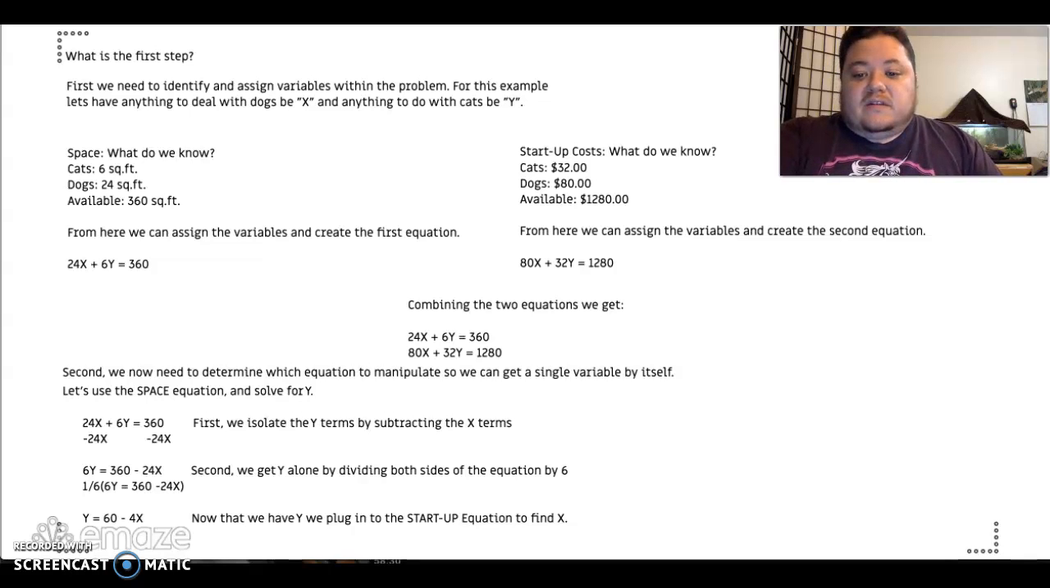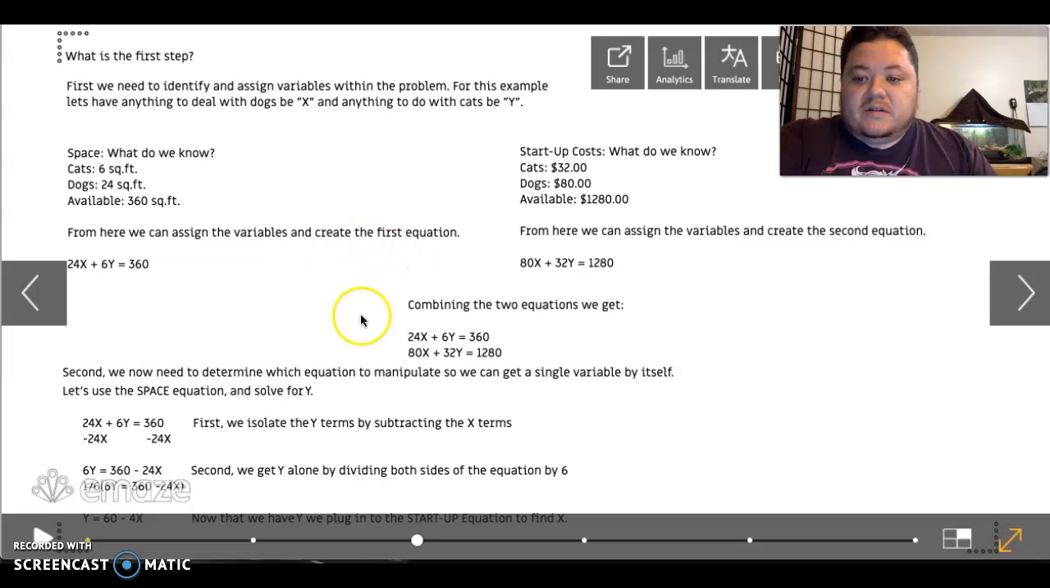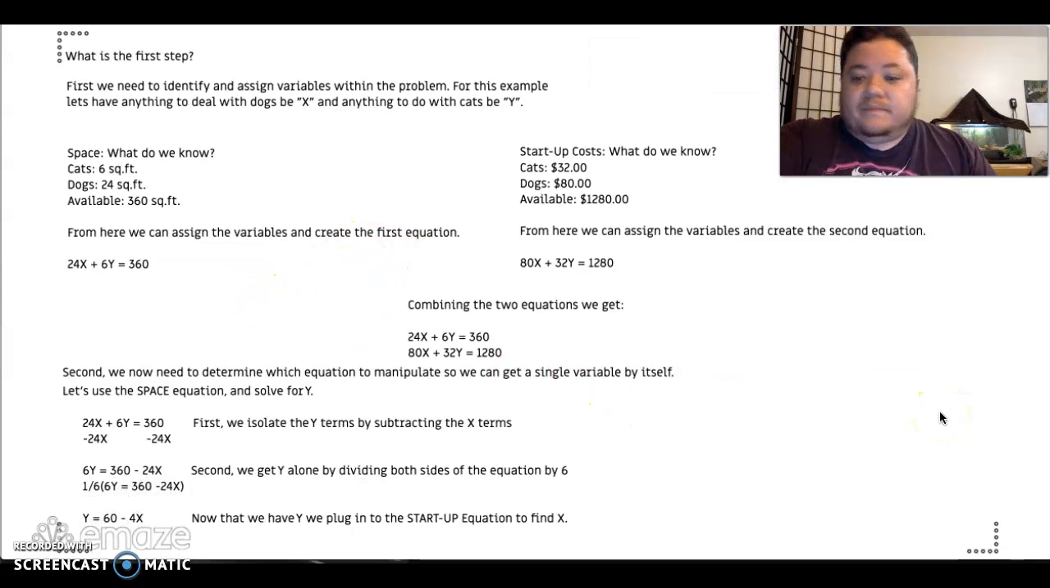So the second step is to determine which equation to manipulate so we can get a single variable by itself. We're going to use the space equation and solve for y. First we isolate the y terms by subtracting the x terms. That will give us 6y equals 360 minus 24x. Now we get the y alone by dividing both sides of the equation by 6, and that will give us y equals 60 minus 4x. Now that we have y, we can plug that into the startup equation to find x.